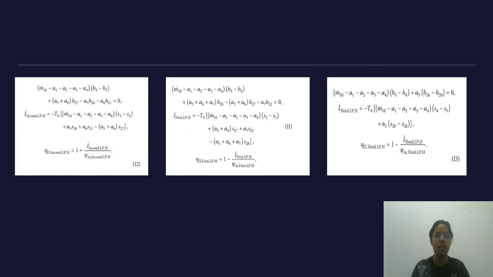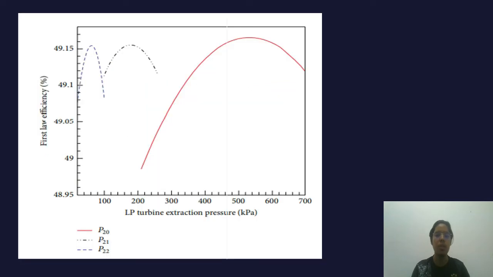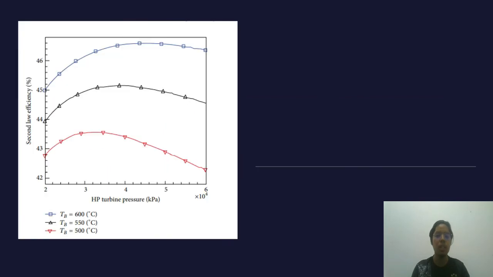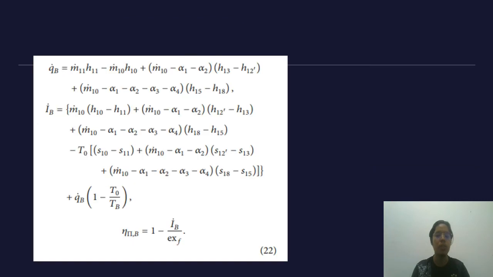This is the first, second, and third equation to show the performance, energy, and exergy discharge for the first adiabatic low pressure feed water heaters. This is the result for the low pressure turbine. The second equation shows the first, second, and third adiabatic high pressure feed water heaters, and this is the result. And finally, this is the equation for the boiler.